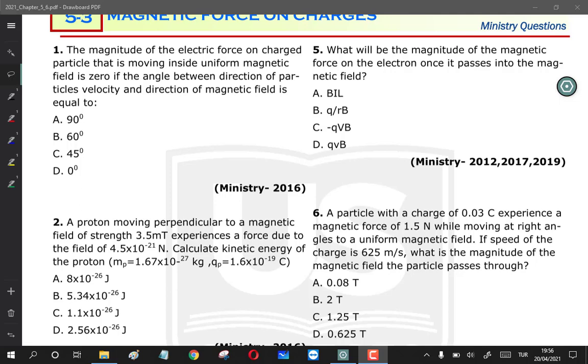Question number 1. The magnitude of the electric force. This is not about electric force, it's a mistyping. It's a magnetic force.